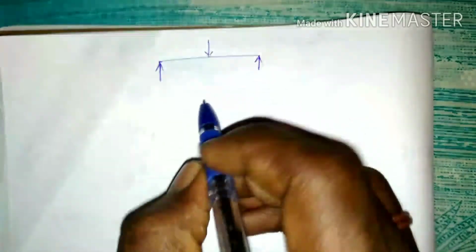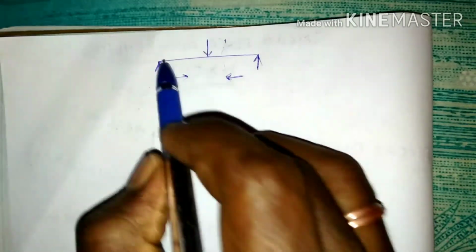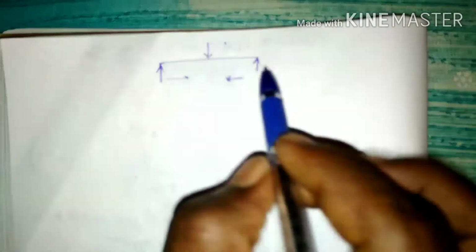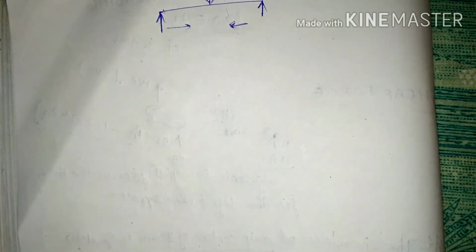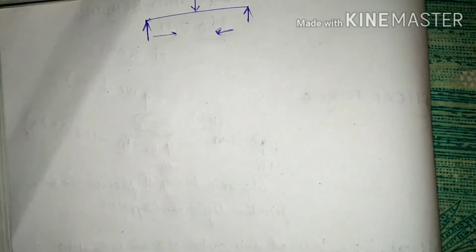Here it can be taken from the right support or the left support. Here is the load. You can take the section from the right support or from the left support. It gives the same moment for both the reactions or both the supports. You can take it from any side, but you will get the correct answers for both the reactions.